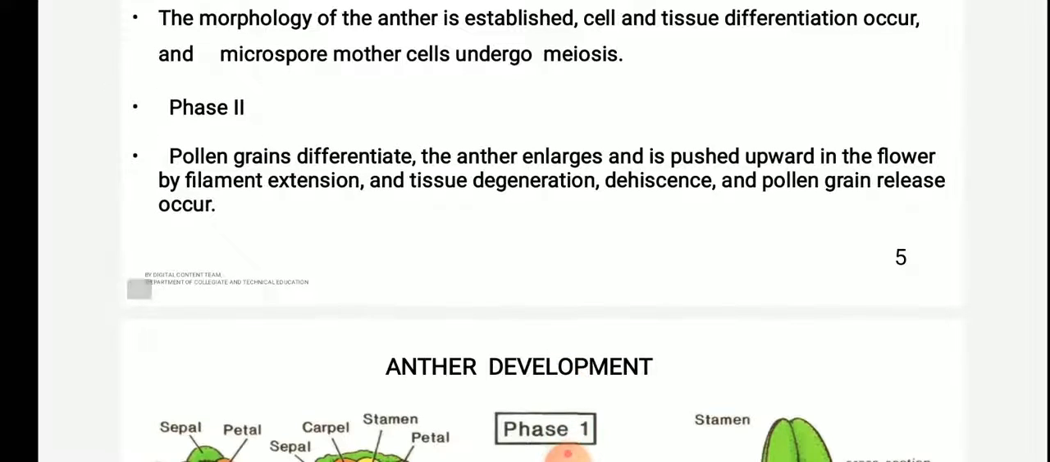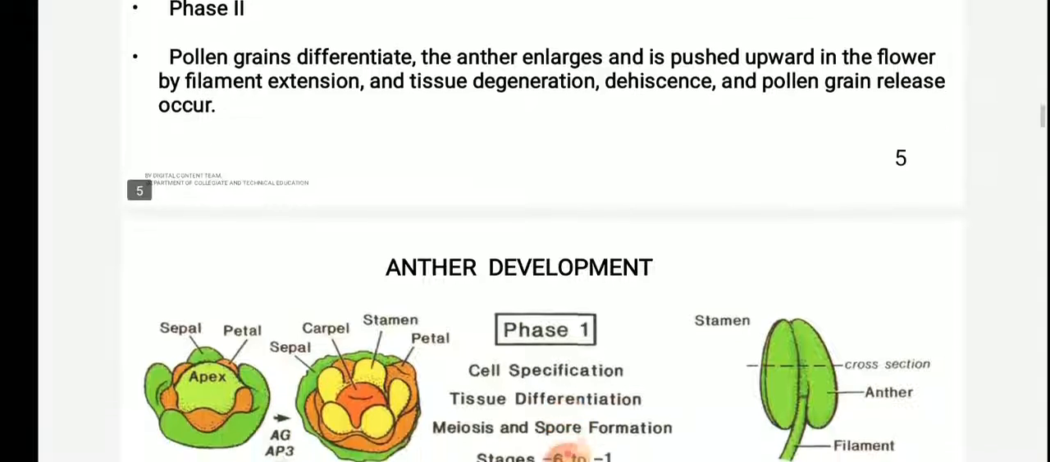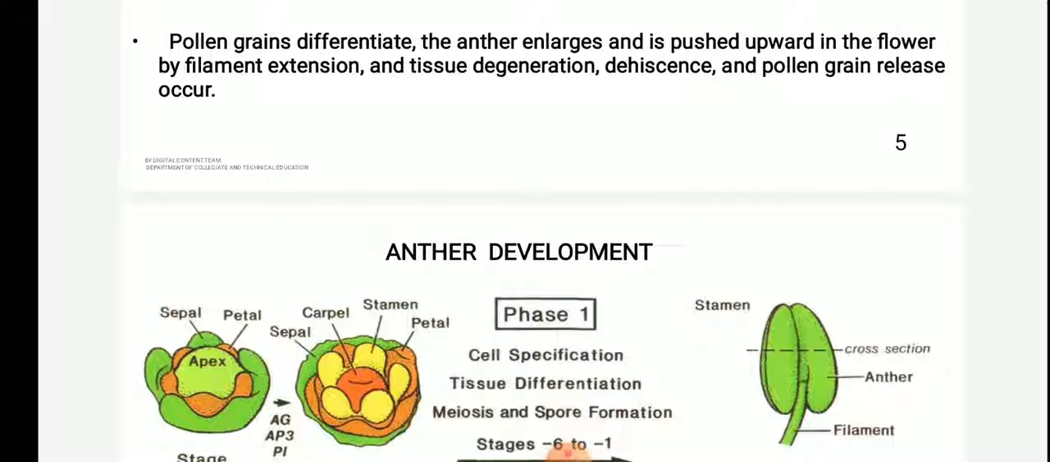In the second phase, pollen grains differentiate, the anther enlarges and the anther is pushed upward in the flower by filament extension, and the tissue starts degenerating, dehiscence occurs and the pollen grains are released out of the anther. So the first phase is the formative phase of the anther. The second phase is the pollen grain dispersive phase.